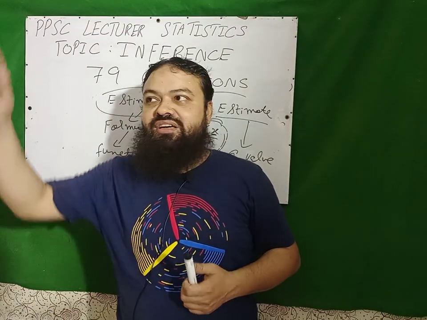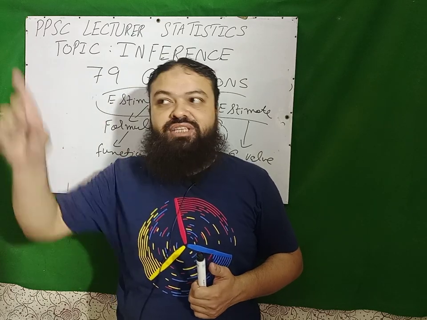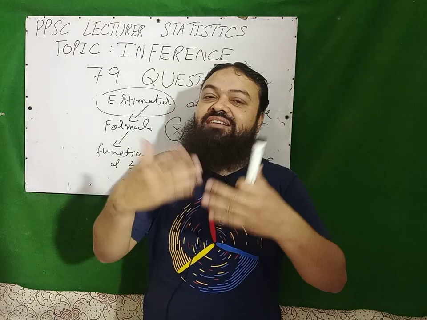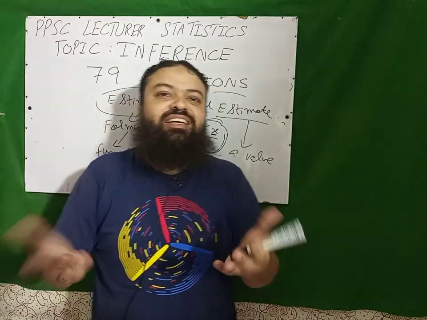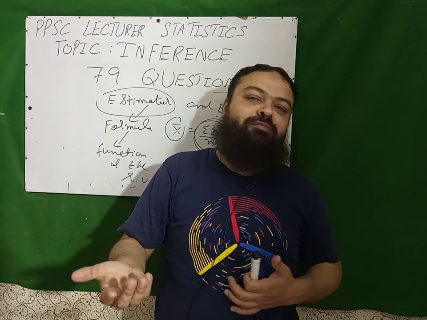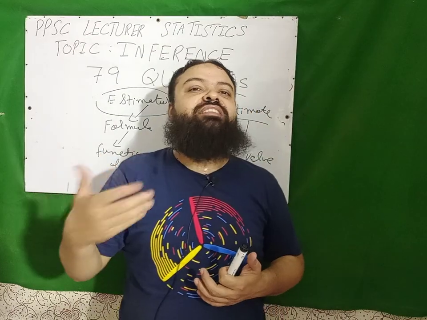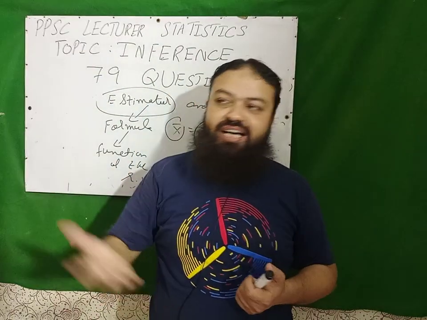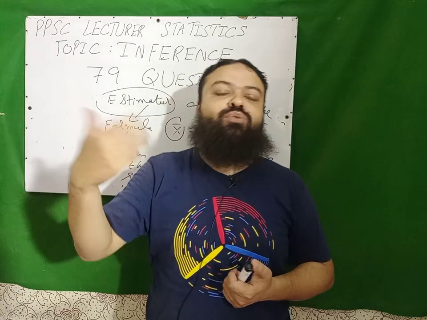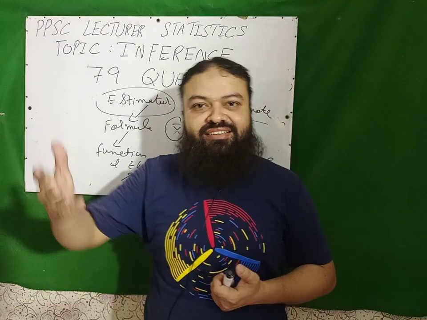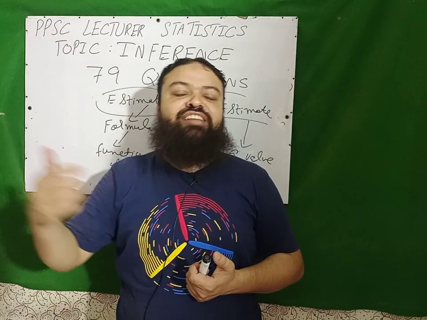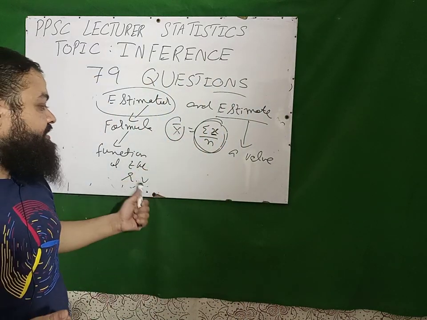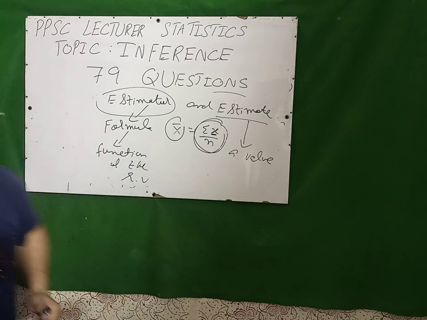Estimator is a formula, summation x over n. It is a function of the random variable. Why is it a random variable? Because whenever we take a random sample again and again, it will consist of different values. For example, there is a cricketer, Babar Azam. He has played 200 plus matches. I take a sample of 10 matches and calculate X bar 1. I take another sample of 10 matches, and X bar will be different. That's why X bar is a function of the random variable. A very important question.